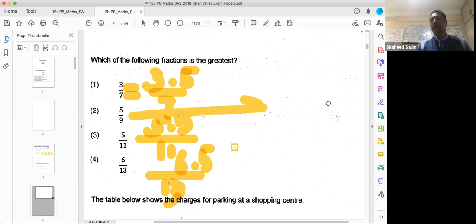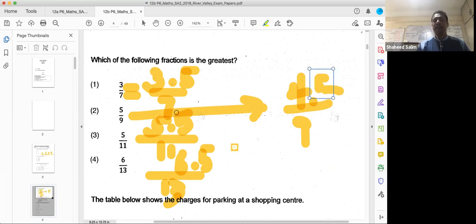5 out of 9, let's see. What's half of 9? It's 4.5. 4.5 is half, but your original number is 5/9. So 5 is bigger than 4.5. 5/9 is bigger than half. So this is the biggest number.